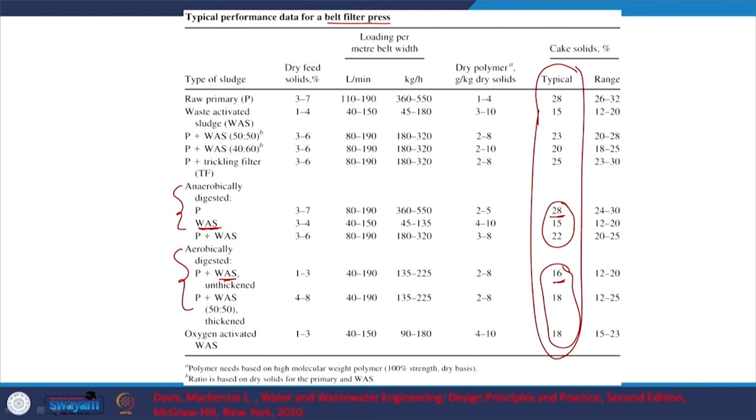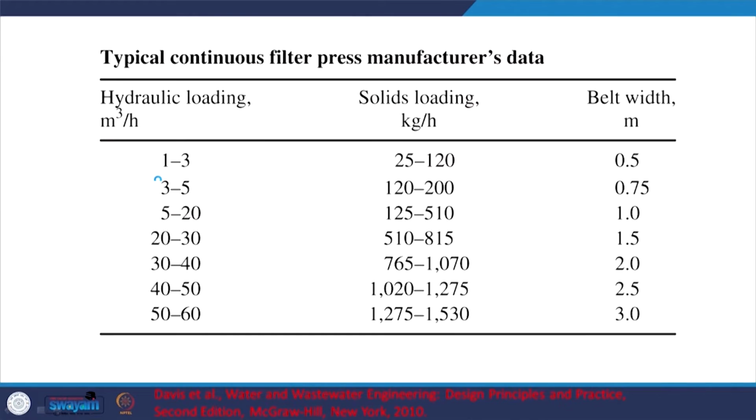So, if not, we can look at P plus WAS, raw primary plus WAS, which is 16. You can compare the values here. That is something to keep in mind when we are looking at the kind of stabilization that you want to achieve.